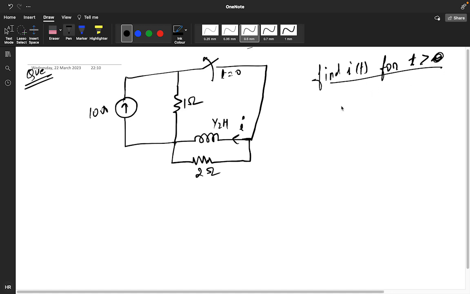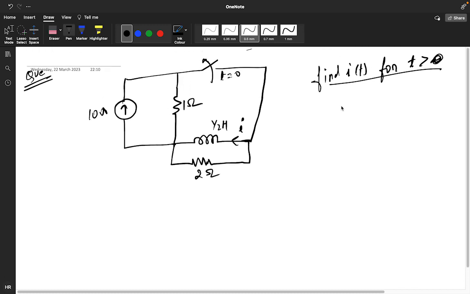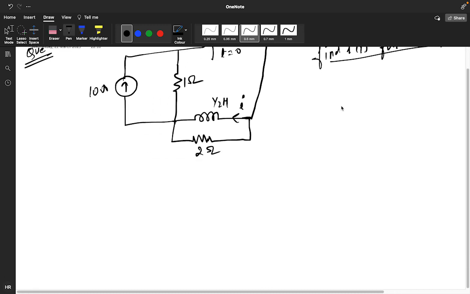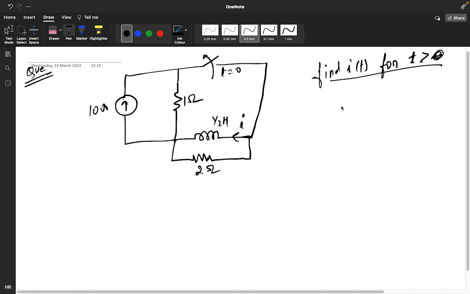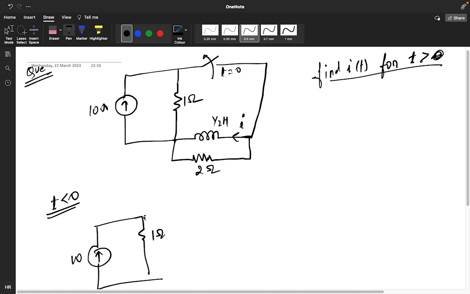So guys, this is not a very difficult question. So how was the circuit? Means before closing, at t is equal to 0 it is closing. Okay, but when the circuit was not closed, then how was your circuit? Before t less than 0, 10 ampere, 1 ohm, it was open like this.